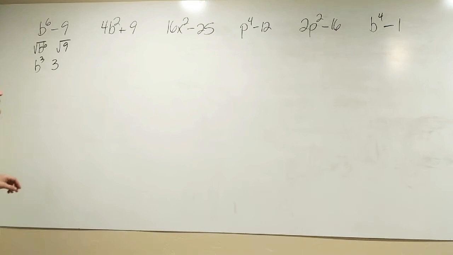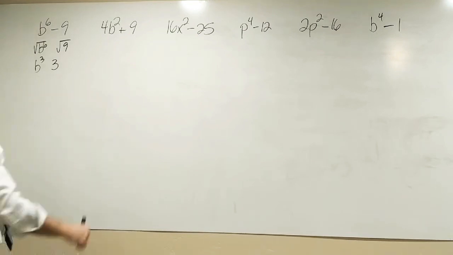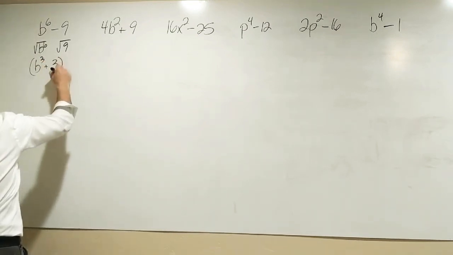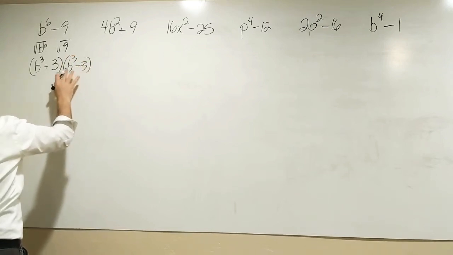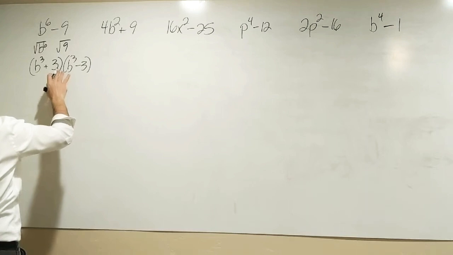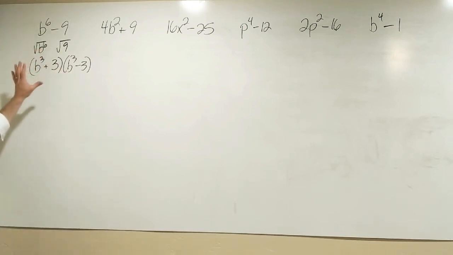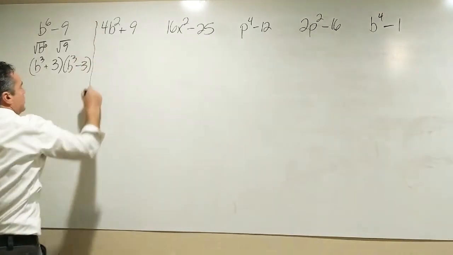And Hallie's favorite part, let's sing it. 1, 2, 3. Put it in a sum, put it in a difference. So you take these exact same terms, b to the 3rd and 3, and you put them in a sum, and you put them in a difference. Can we see all that in the camera, Hallie? Yep. Okay, great. All right, cool. Let's go to the next one.